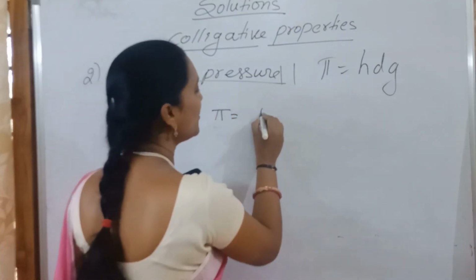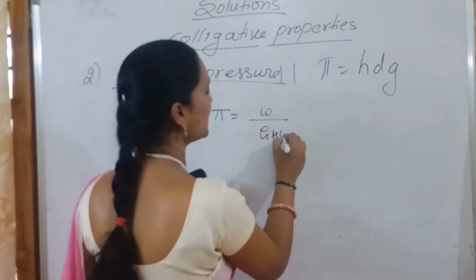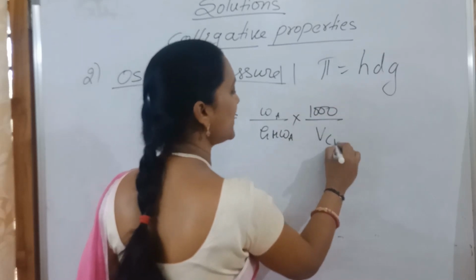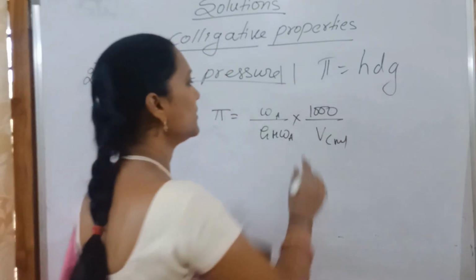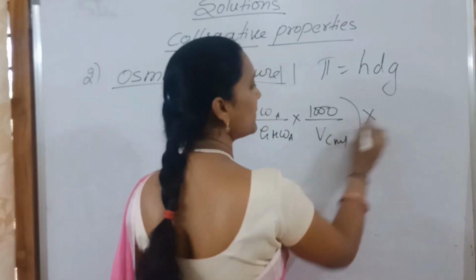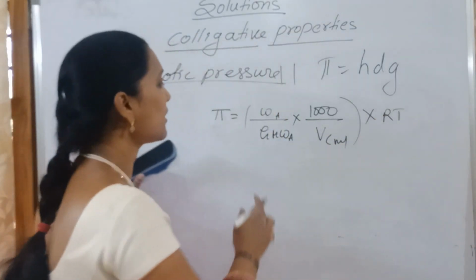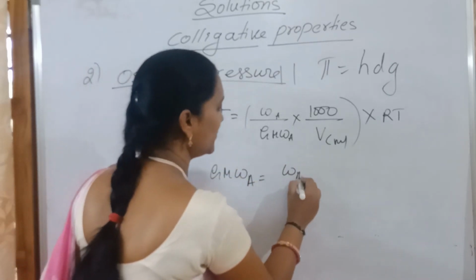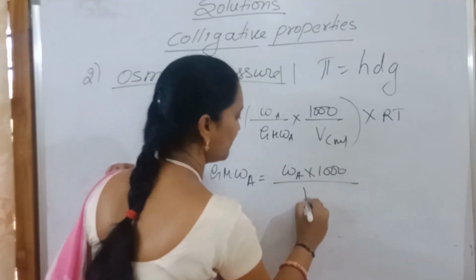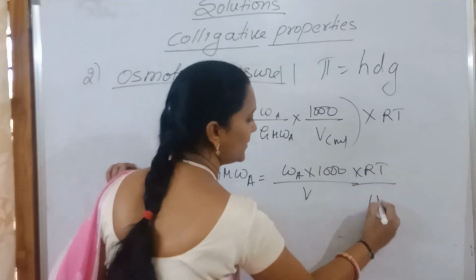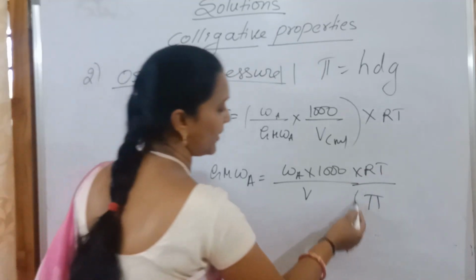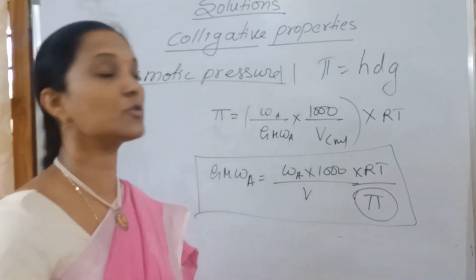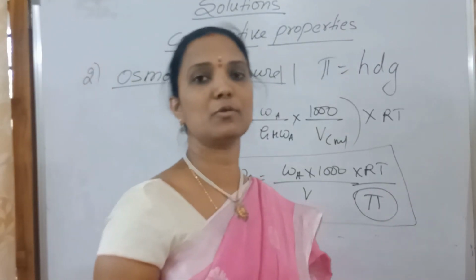M is molarity. Molarity formula: mass by gram molecular mass of solute into 1000 by V, with volume in ml. If it is in liters, 1 by V. This is molarity, into RT. So how to find the gram molecular mass? Gram molecular mass of solute is equal to Wa into 1000 by V into RT by pi. So if we find the osmotic pressure, we can calculate the molecular mass. Osmotic pressure is also used to calculate the molecular mass of an unknown solute.